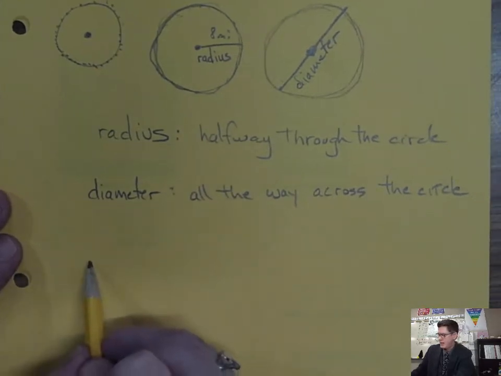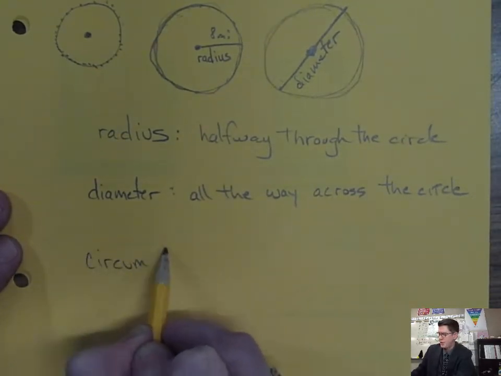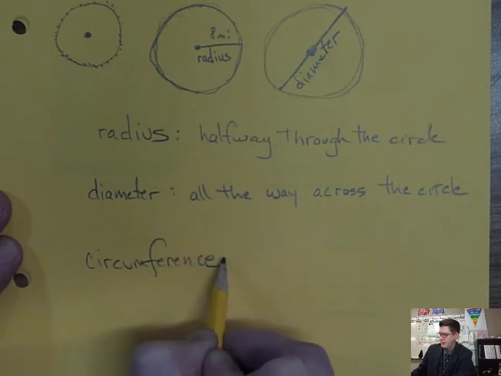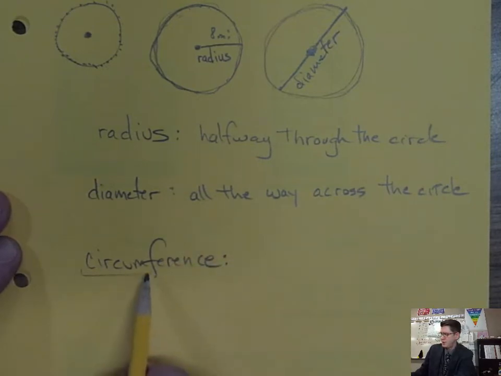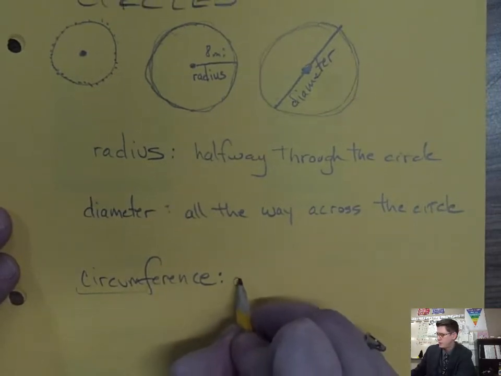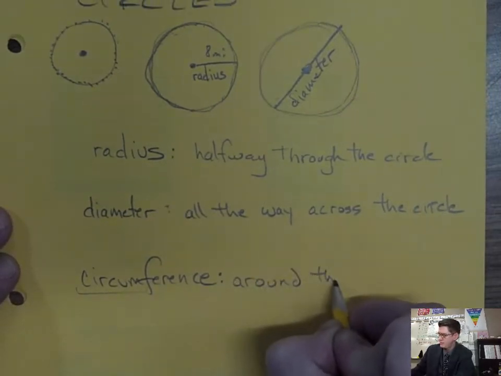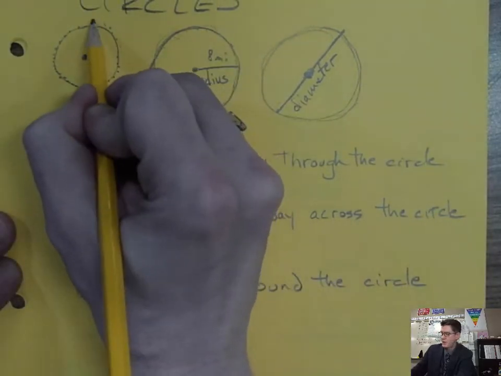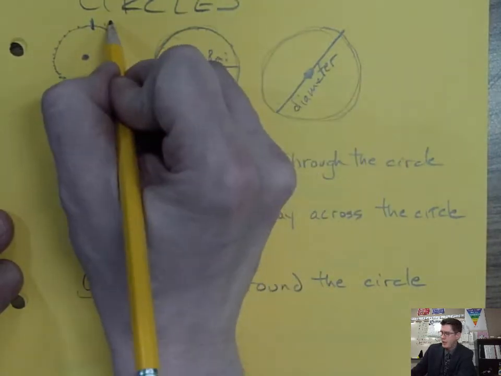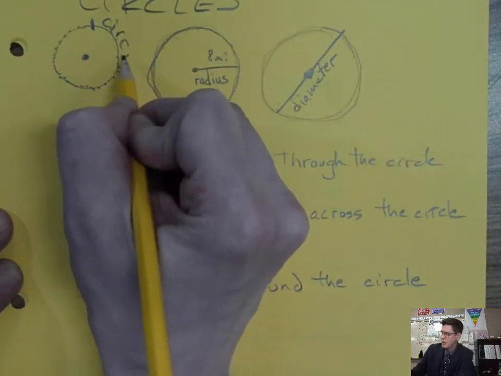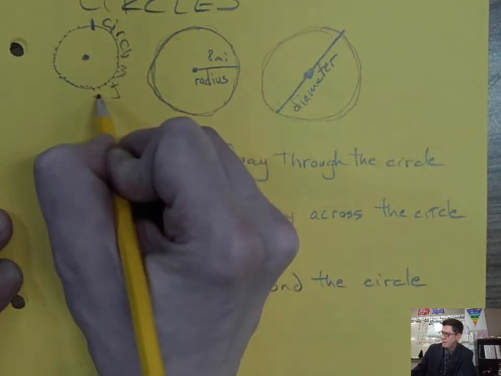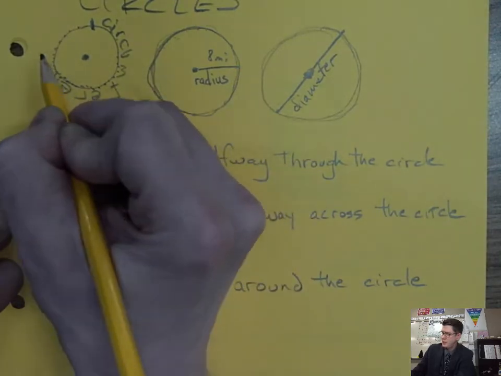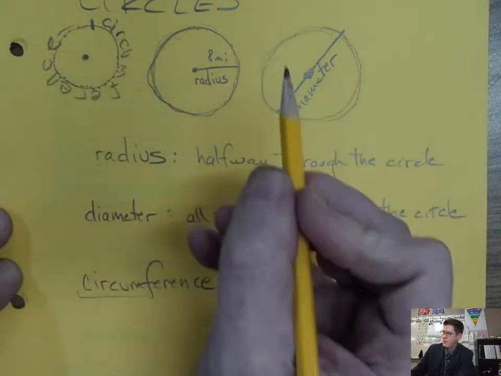Well, what about this other word we're going to get, called the circumference? The circumference is like circumnavigating. We can come up with a whole lot of meanings, but it's the distance around the circle. So for example, if I started right here, at that point right there, the circumference is all the way around the circle.